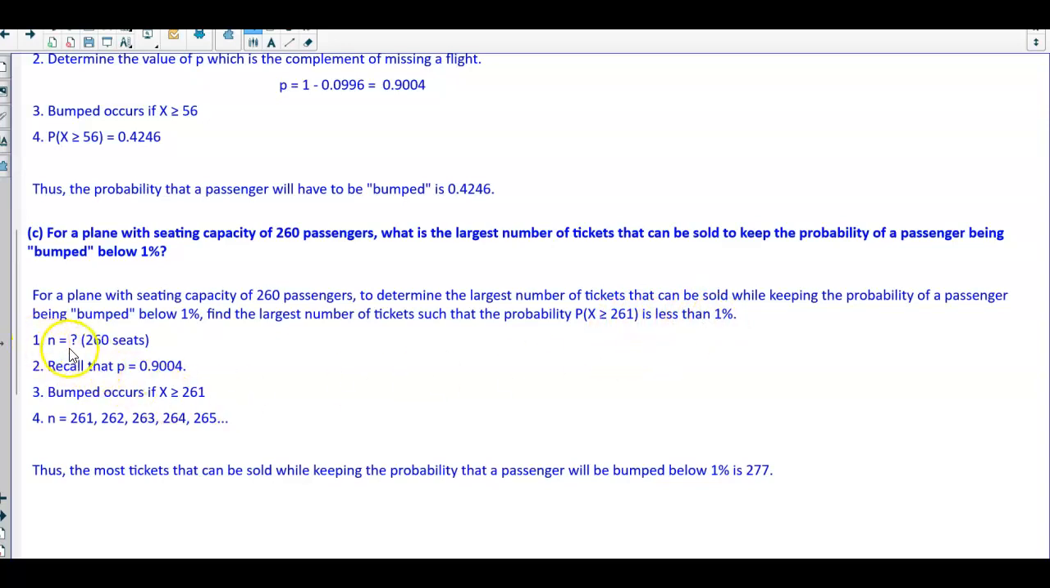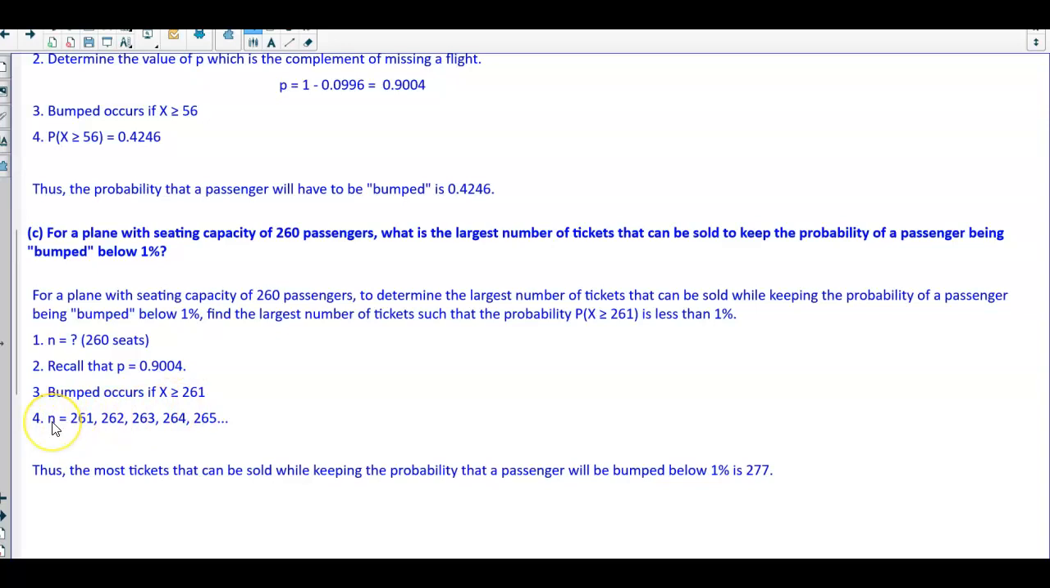So in this case here, we don't know what N is. We're actually looking for N. We want to find out what N equals when we have 260 seats. Now recall that P, which is the complement of missing a flight, was 0.9004. Now being bumped occurs if X is greater than or equal to 261.